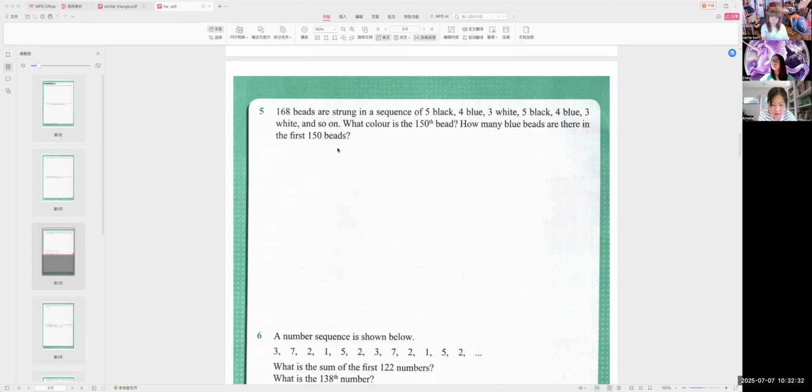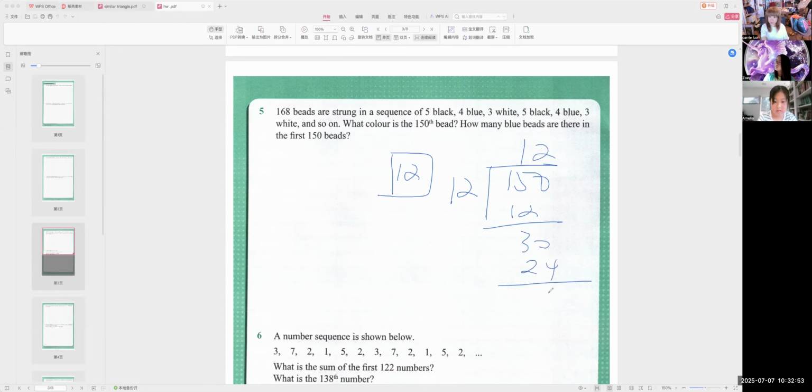Can you do it? So the pattern, Zoe and Amelia, is what? 5, 4, 3, 5, 4, 3, 5, 4, 3, right? So every 12, they repeat, right? So all we need to do is just 150 divided by 12, and you see 12 with 6 remainder. So you can say it's blue.